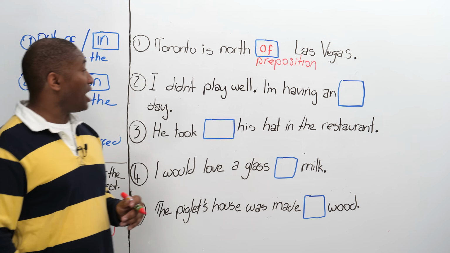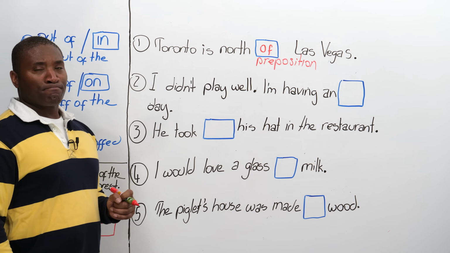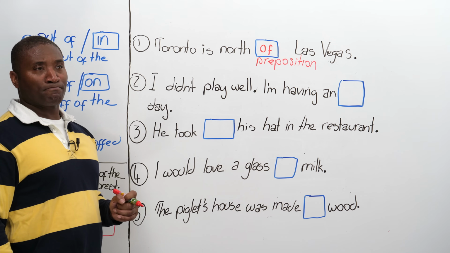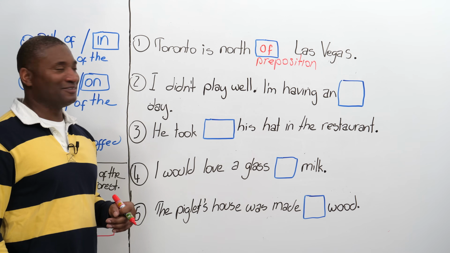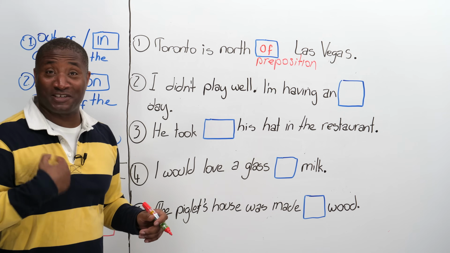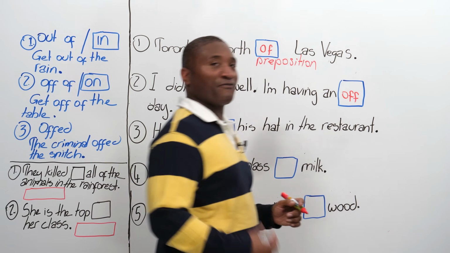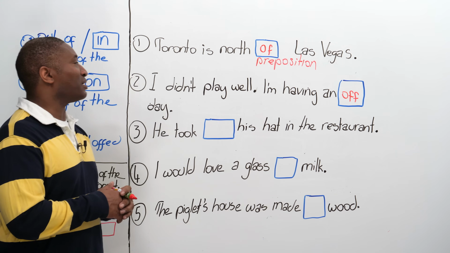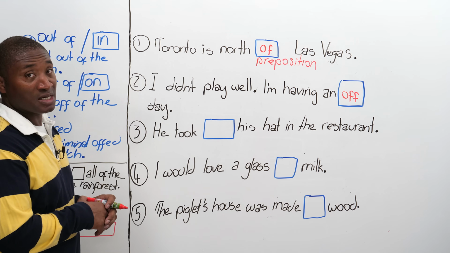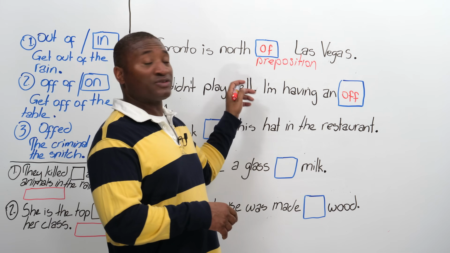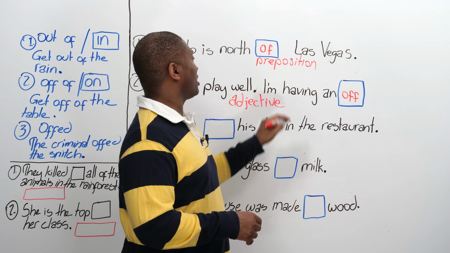What's the next one? I didn't play well. I'm having an... That whining is my belly. I need food. I'm having an off day. I'm hungry, see? That's the OFF, off, soft, right? An off day. And what would that be? Would this be adjective, adverb, or preposition? That's right. It's describing the type of day, so we're looking at an adjective. It's an adjective.